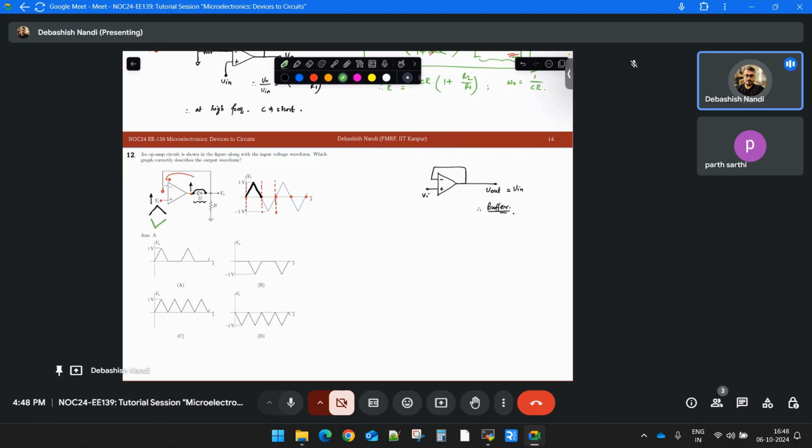When this is negative, or this will go down, the diode will be open, right? If the diode is open, this is connected to this and this is connected to ground. No current is flowing, right? That means it is connected to ground in a sense. So the output will keep at 0. Again, when it goes up, it will follow this, and the output will go to 0. It is not inverting. So this will be your right answer.